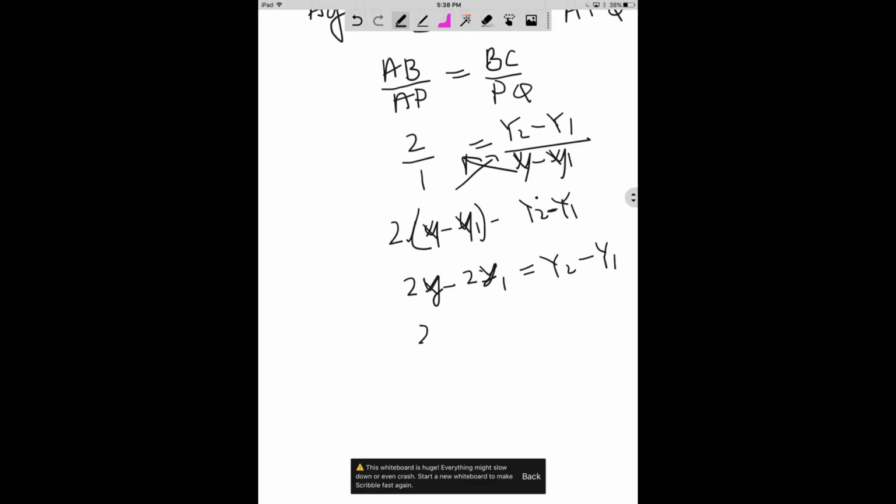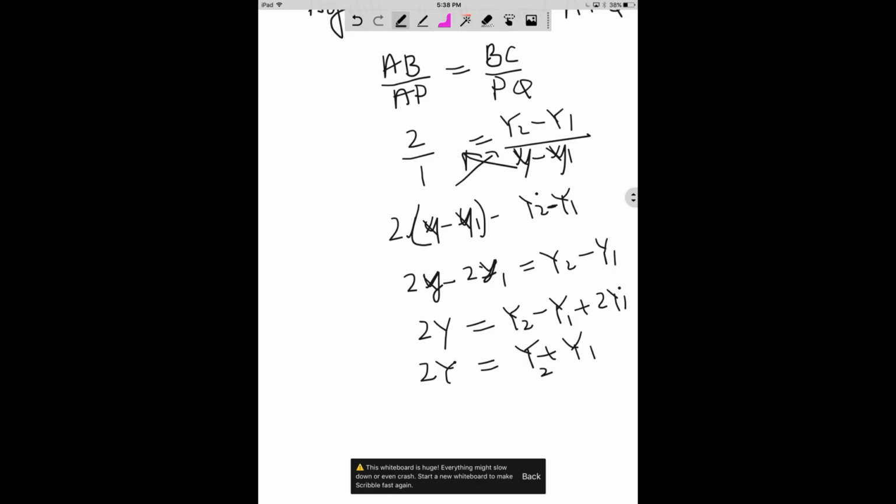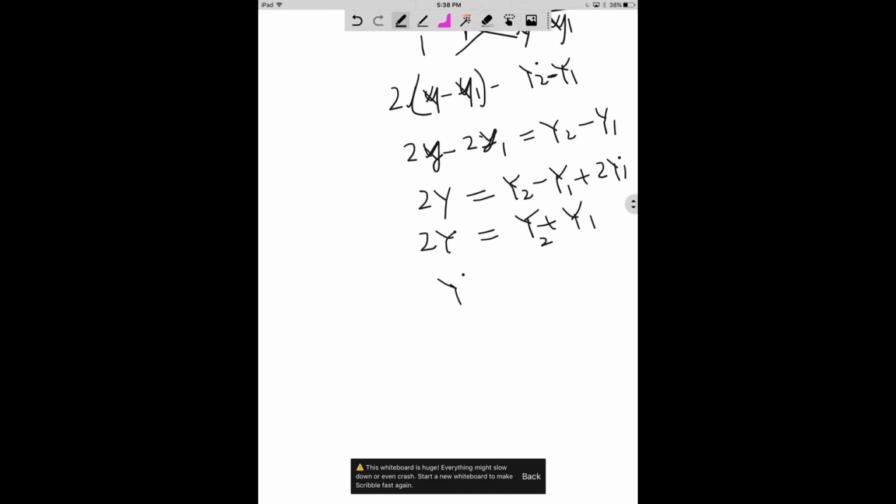So 2y equals y2 minus y1 plus 2y1. So 2y is equal to y2 plus y1. So y is equal to (y1 plus y2) by 2, or (y2 plus y1) by 2, both are the same.